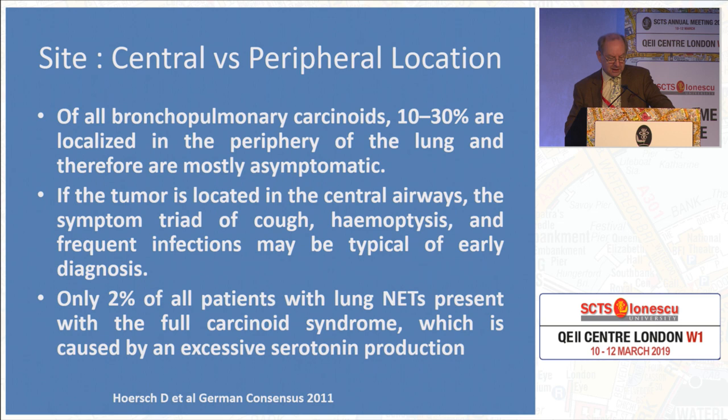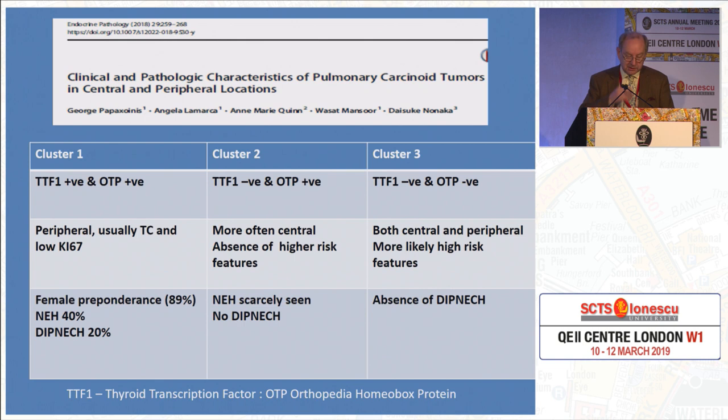And this is from a German consensus paper, which I think is quite helpful, where they were comparing central versus peripheral location. So of all bronchopulmonary carcinoids, 10 to 30% are localized in the periphery, and therefore mostly asymptomatic. But if the tumor is located in the central airways, then these are the typical symptoms, and it's just how few present with carcinoid syndrome.